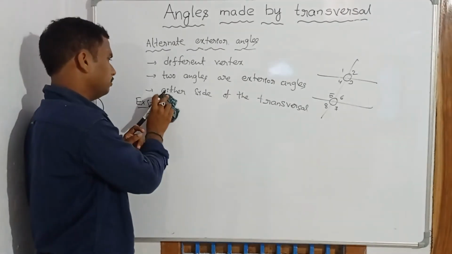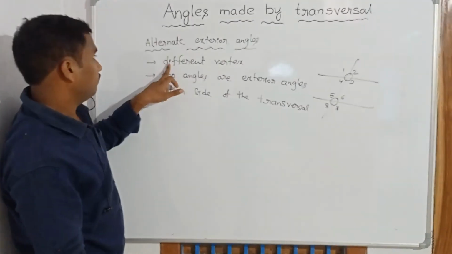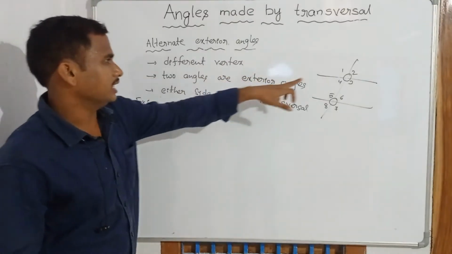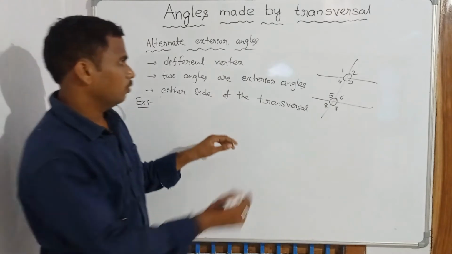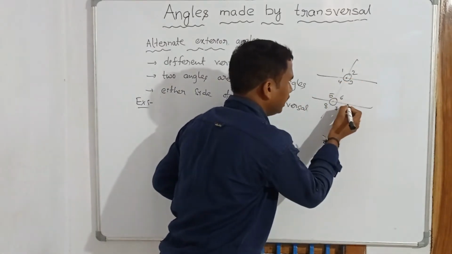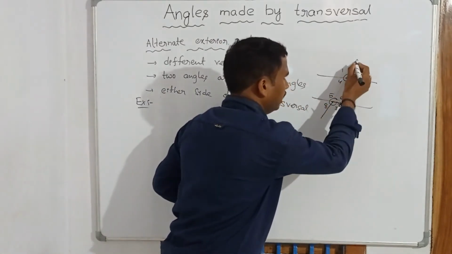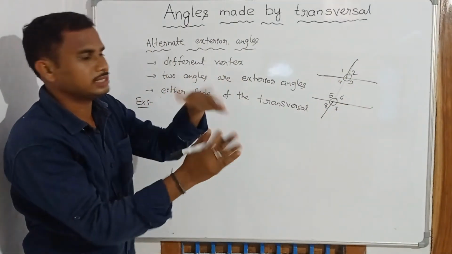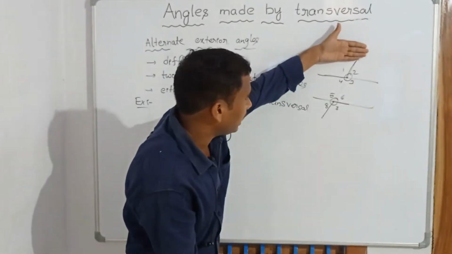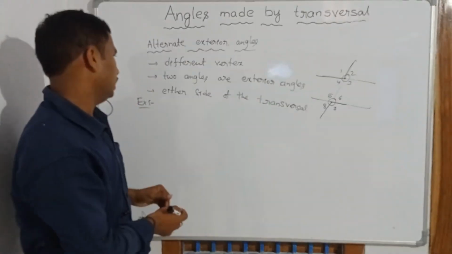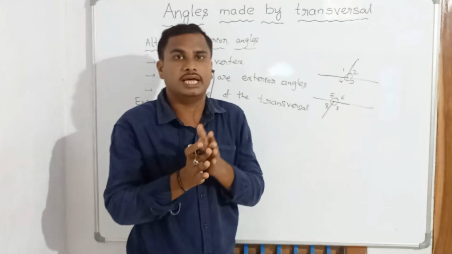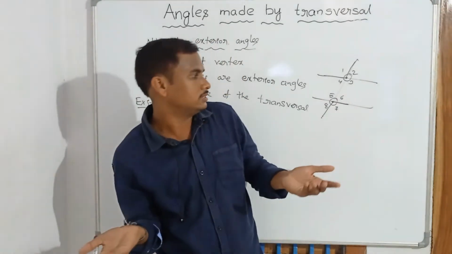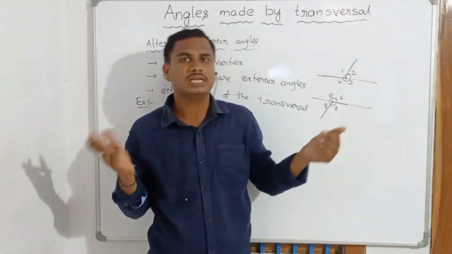That means what is the example? First of all, different vertex. I take 1 and 7. 1 and 7 are different vertex. Angle 1's vertex is this, angle 7's vertex is this. Two angles are exterior: 1 is an exterior angle, 7 is also an exterior angle. Either side of the transversal: one is on the right side and the other is on the left side. 7 is right side, 1 is left side.